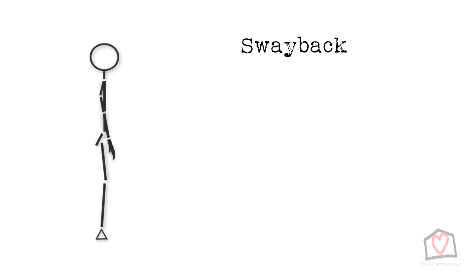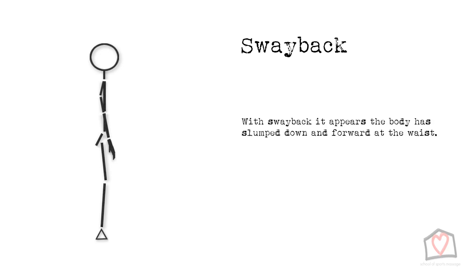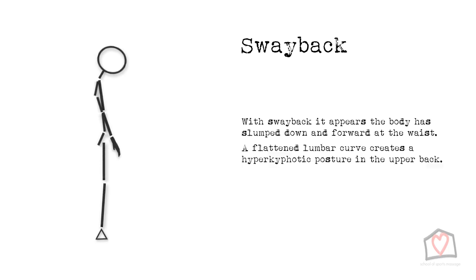Moving on through the postures, let's look at sway back. In this posture, it appears the body has slumped down and forward at the waist. What has happened is there is a flattening of the lumbar curve. The thoracic section is leaning posteriorly, creating a hyperkyphotic posture in the upper back. The lower back then posteriorly tilts to compensate as there is a shift in the centre of gravity.